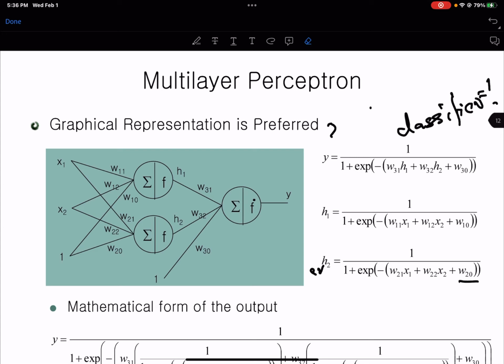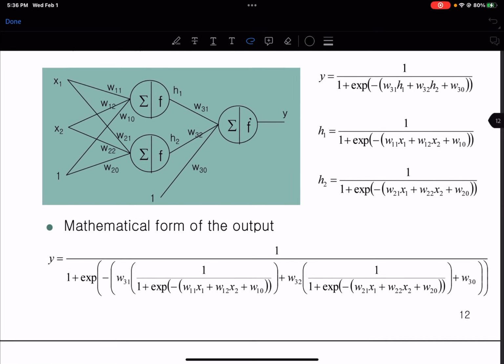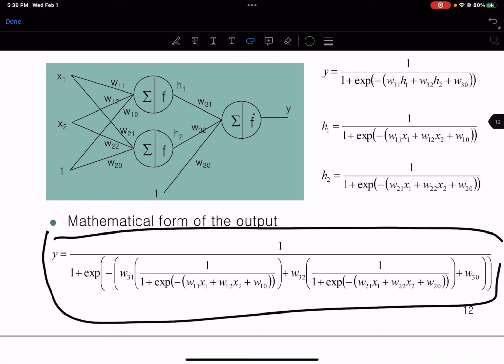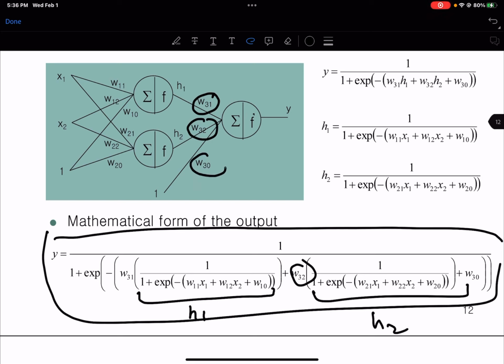Graphically, this is how you can present your multi-layer perceptron. Here we have given an example of only 3 neurons. And the final mathematical form of the output would be: W31 is multiplied by your H1, W32 is multiplied by your H2, and then W30 is multiplied by 1.